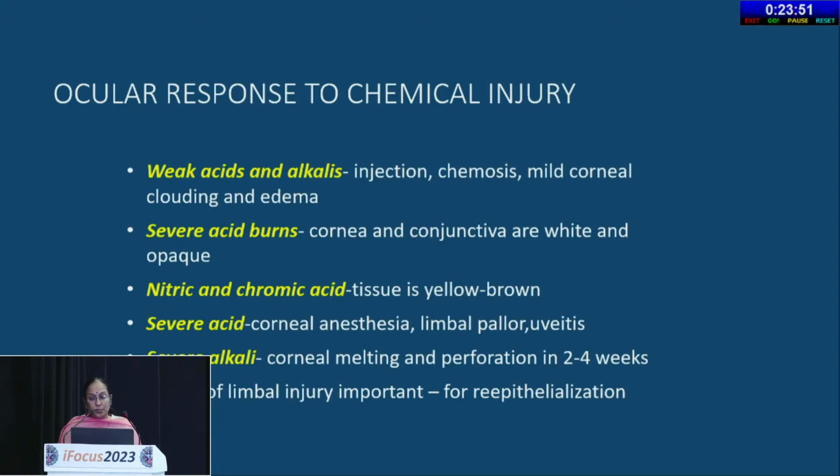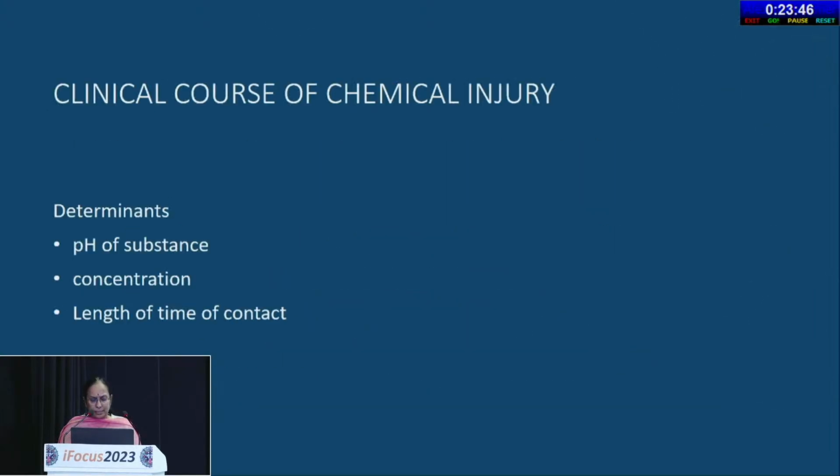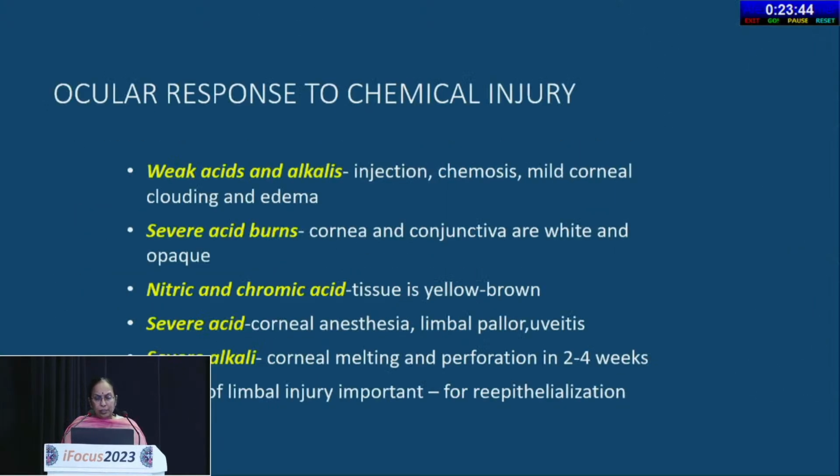The ocular response further is, the weak acids and alkalis may just cause injection and chemosis and corneal clouding and edema. So when you see the battery acid injury or when you find some chemicals have fallen into the eye, there may be just a lot of chemosis, there may be corneal clouding and edema. In severe cases, the cornea and conjunctiva are white and opaque. So red is necessarily a better thing rather than white.